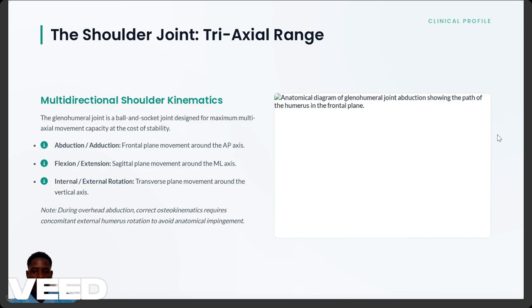The maximum movement of the shoulder joint, or the glenohumeral joint, sheds areas of structural stability to give the body's maximum multi-directional movement. The movements that can occur at the glenohumeral joint include abduction and adduction, which occur in the frontal plane, flexion and extension in the sagittal plane, and rotation in the transverse plane. When it comes to the clinical aspect, to lift your arm all the way over your head without pinching tissues or causing impingement, the humerus bone must automatically rotate externally.